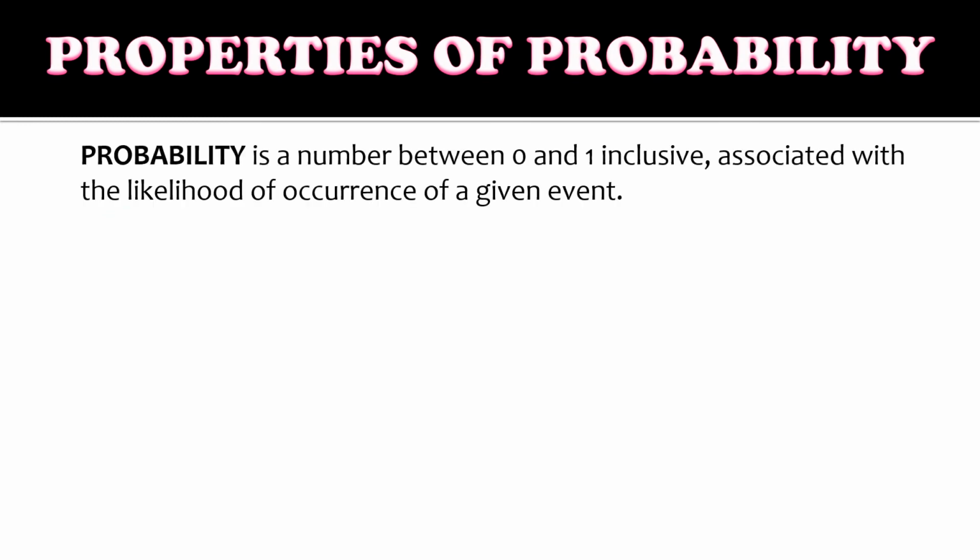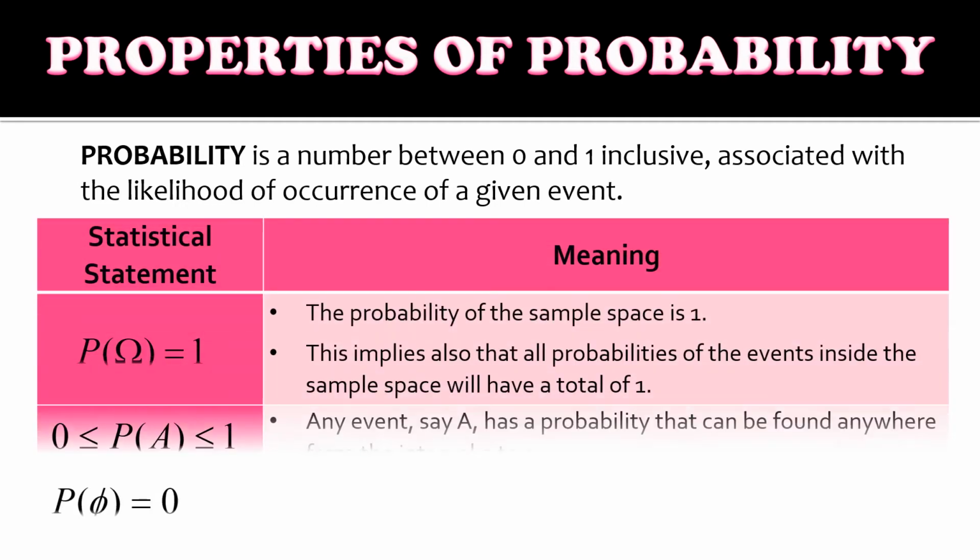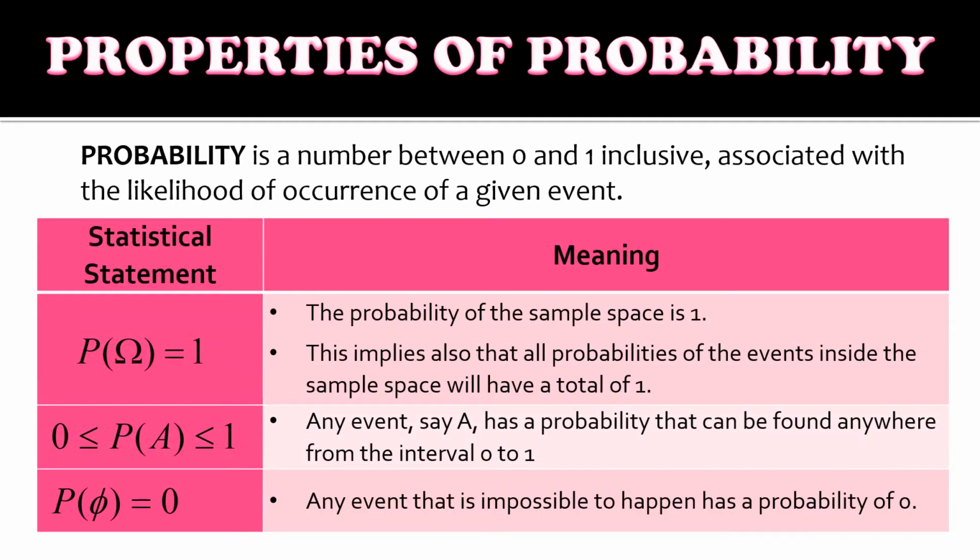So, what are the properties of probabilities? Probability is a number between 0 and 1 inclusive associated with the likelihood of occurrence of a given event. We have the table here. On the left side is the statistical statement, and on the right side, its meaning. We have the probability of the set, represented by omega, is equal to 1. Meaning the probability of the sample space is 1. This implies also that all probabilities of the events inside the sample space will have a total of 1.